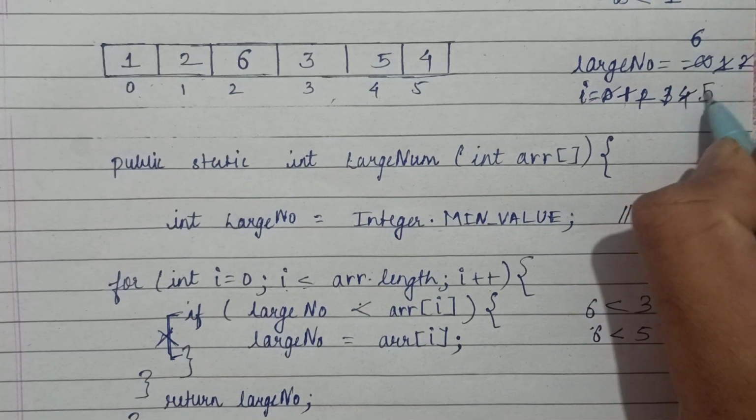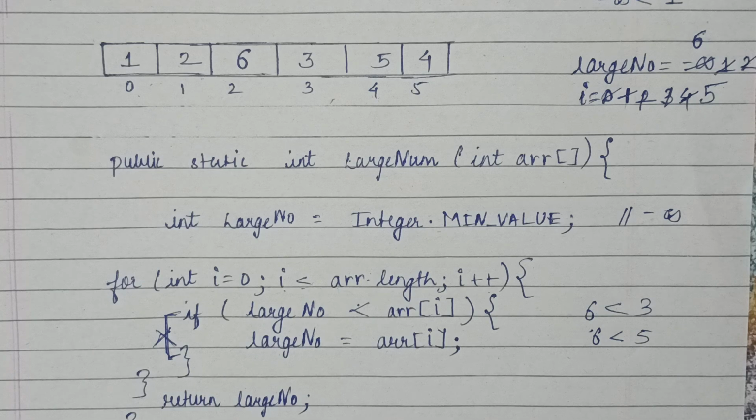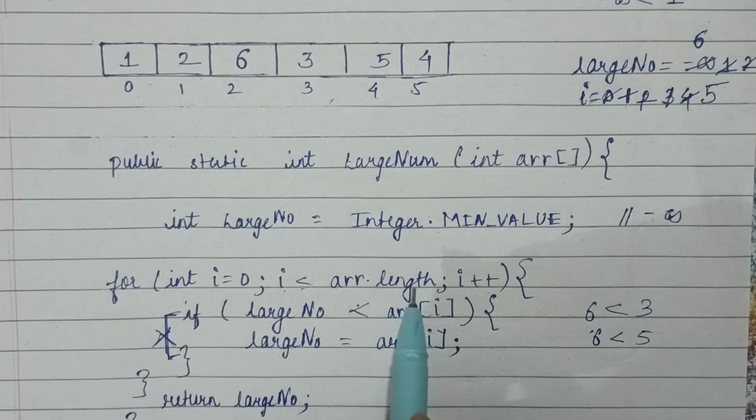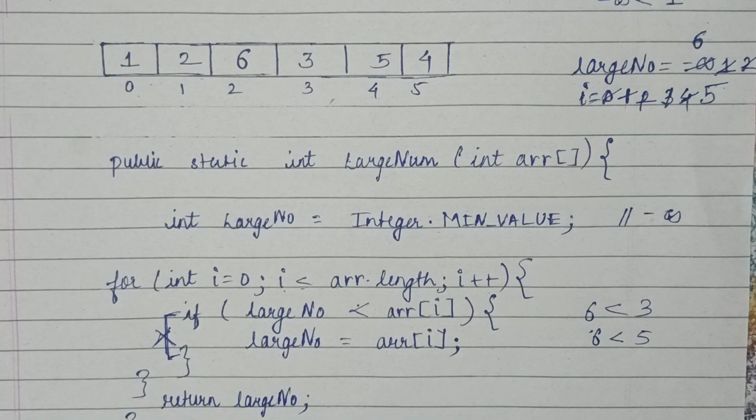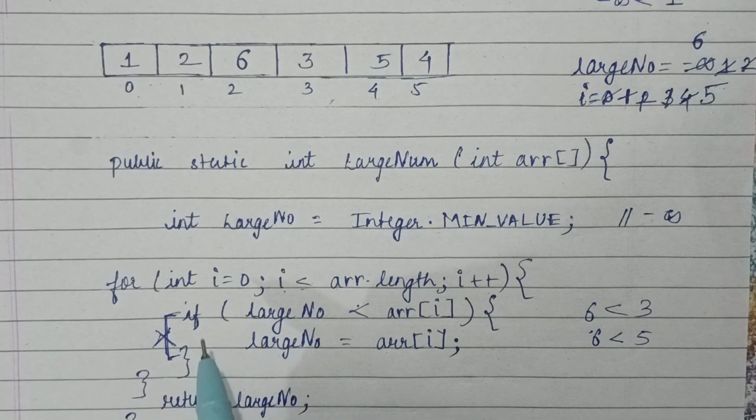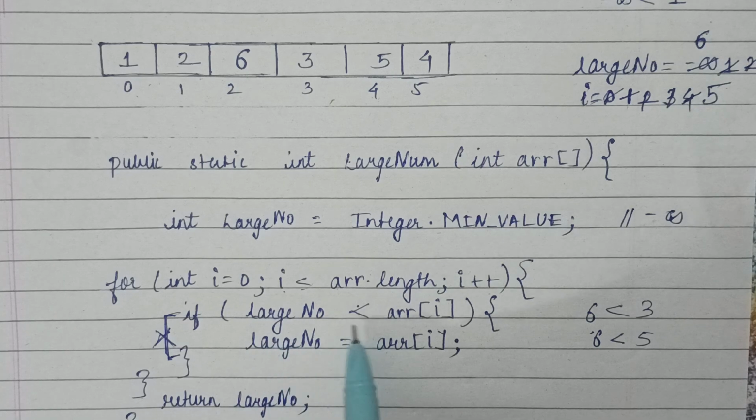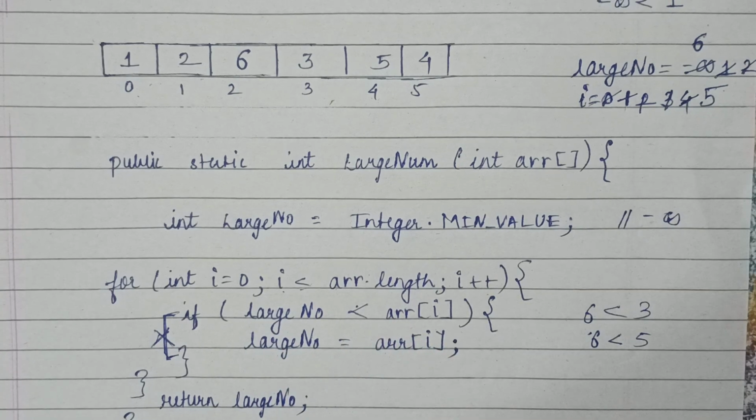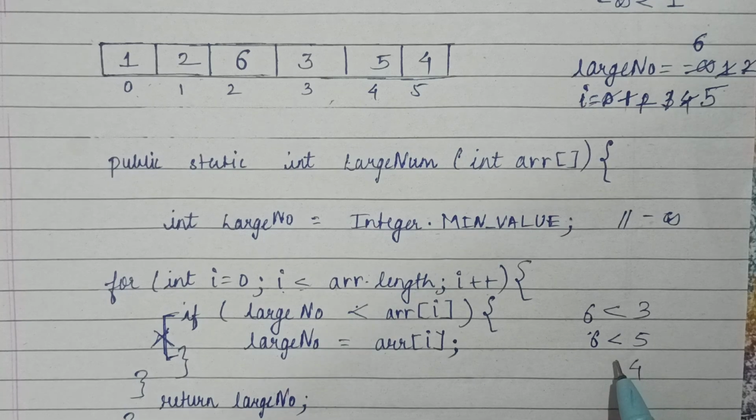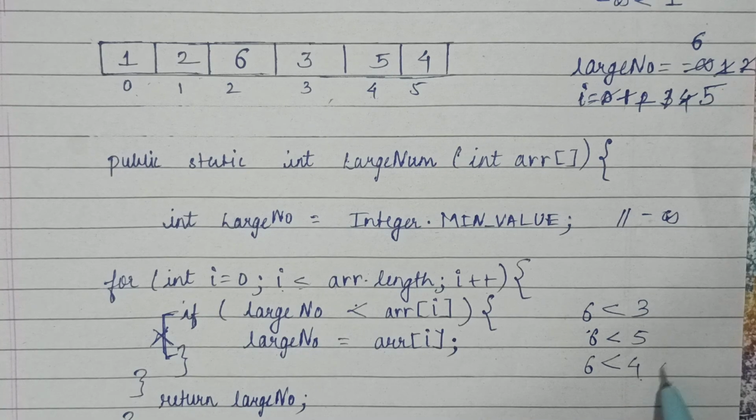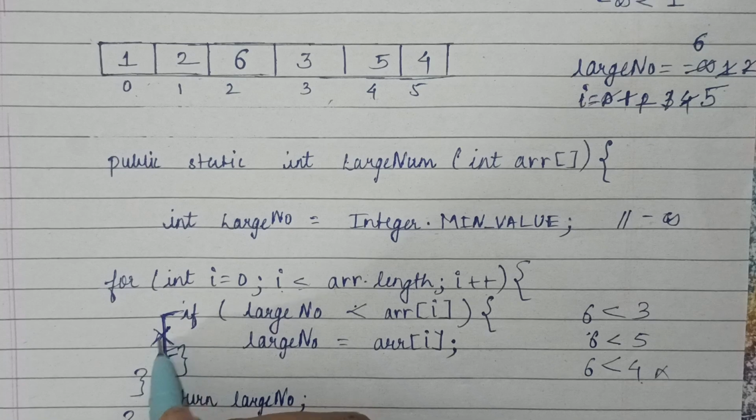Now i value has become 5. Okay, now it will check the condition. Is 5 less than array length? Obviously yes, and it will go in the for loop and check the condition. If large number is less than or equal to array of i, array of i means 4 and large number is 6. Is 6 less than 4? Obviously no. Again the loop gets terminated.